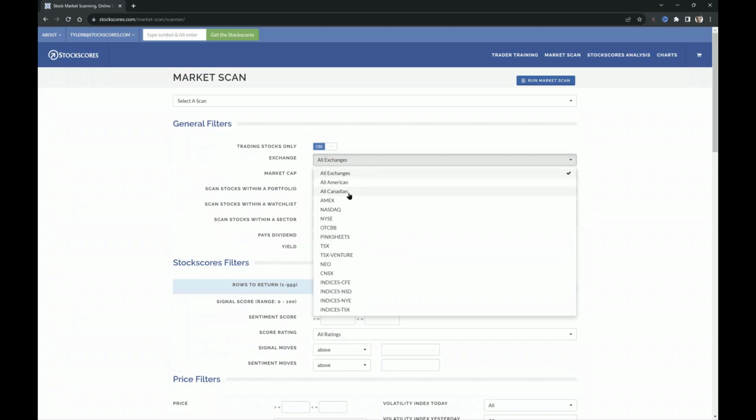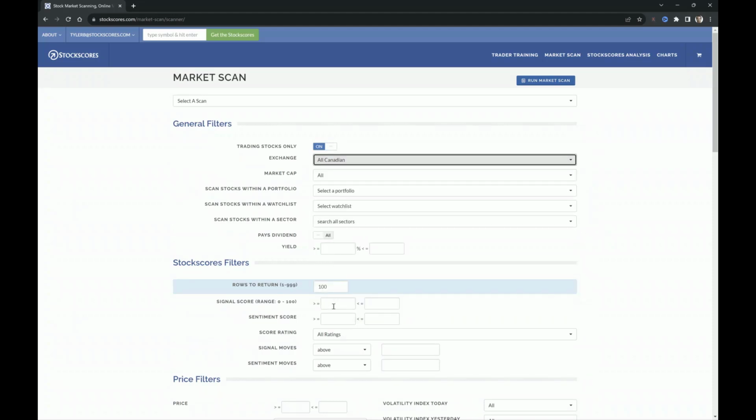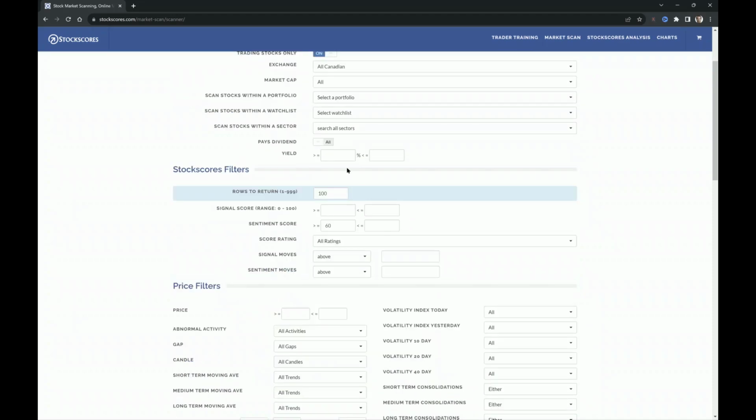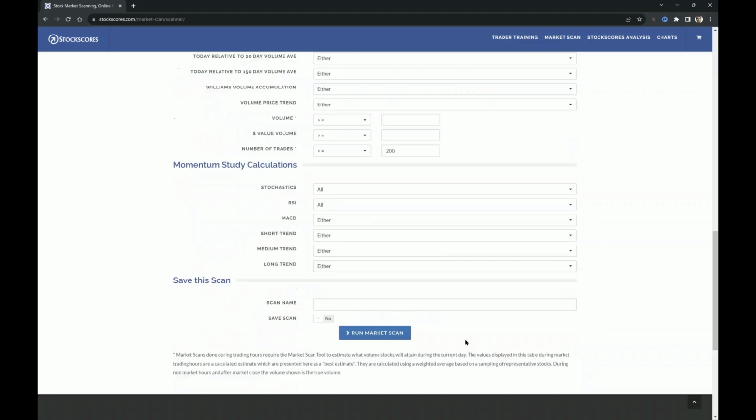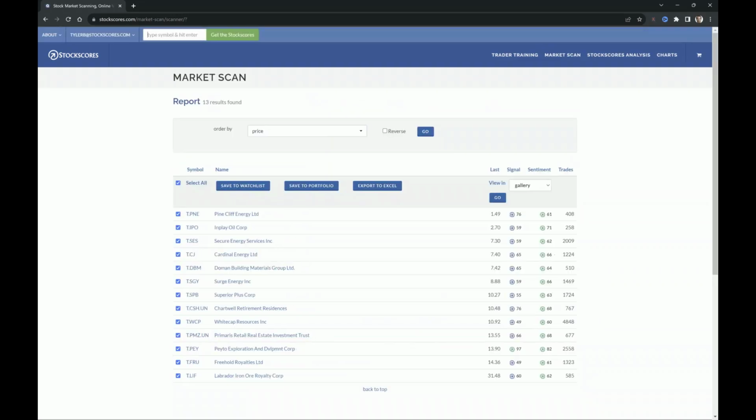I'm going to say, show me all Canadian stocks that have a sentiment score greater than 60, but this time I'm interested in stocks that pay a good yield. So I want to know stocks that have a yield of greater than 5%. And because I want stocks that are fairly actively traded, for Canadian, I'm going to put at least 200 trades. Now I can change these if I need to. It's just a starting point. We can always evolve the scan as we need to.